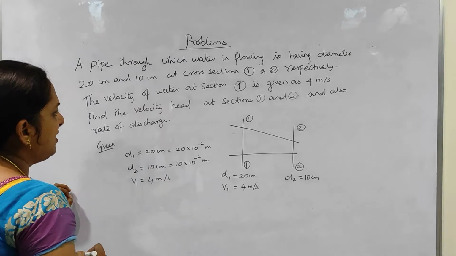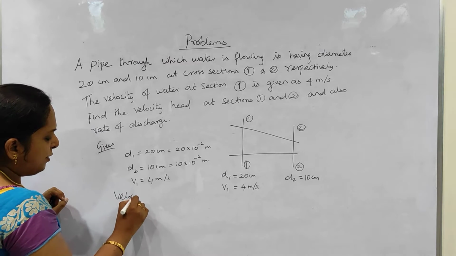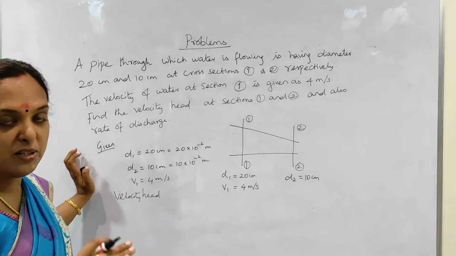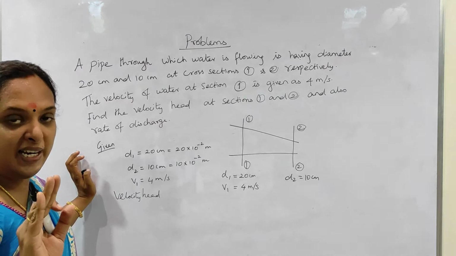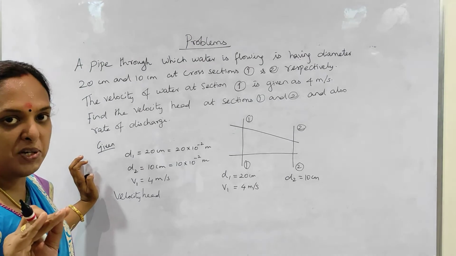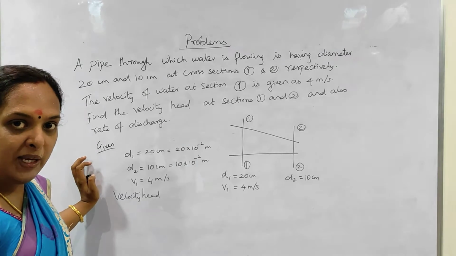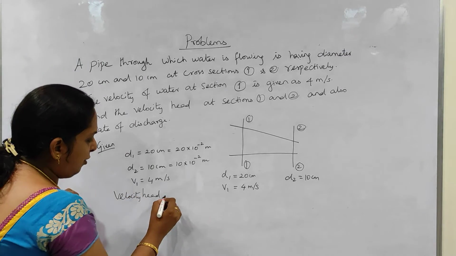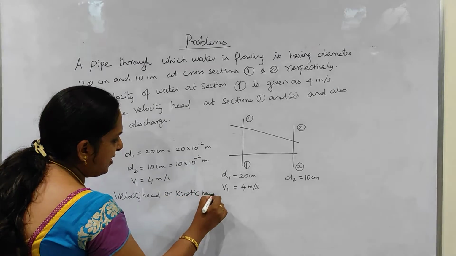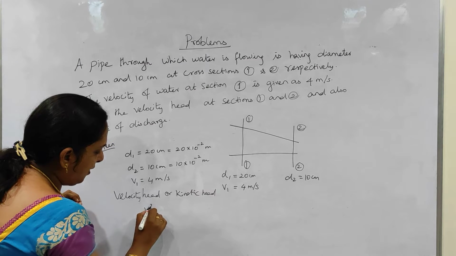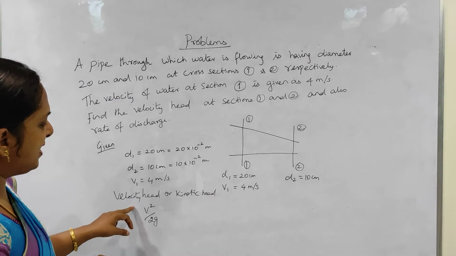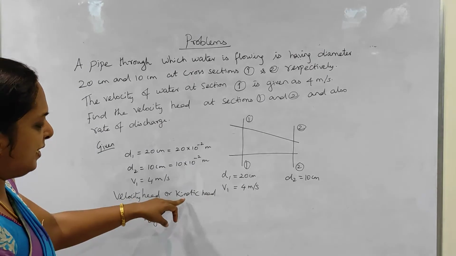What is asked here is the velocity head. In the previous video we saw what Bernoulli's equation is and that the total head consists of the summation of three heads: the pressure head, the velocity head or kinetic head, as well as the potential head. So velocity head is always said to be the kinetic head. It is given by Bernoulli's equation as V square by 2G. So this is your velocity head, or in other terms, the kinetic head.